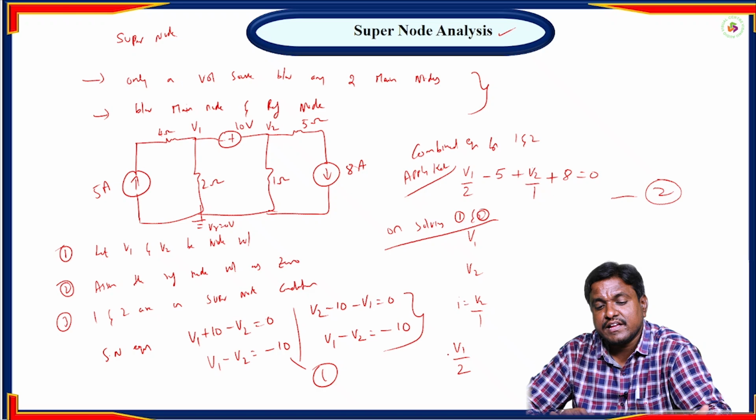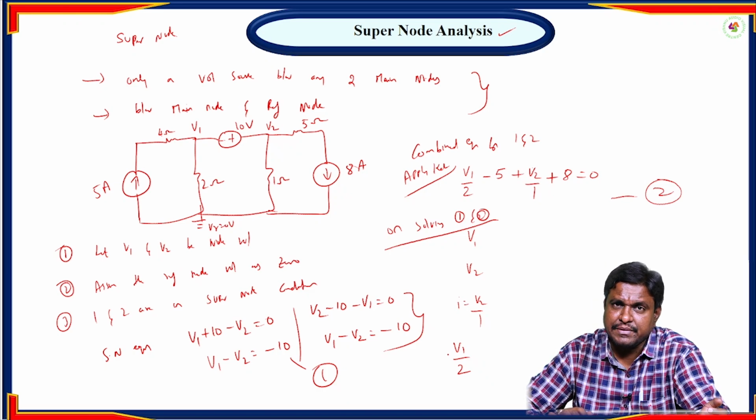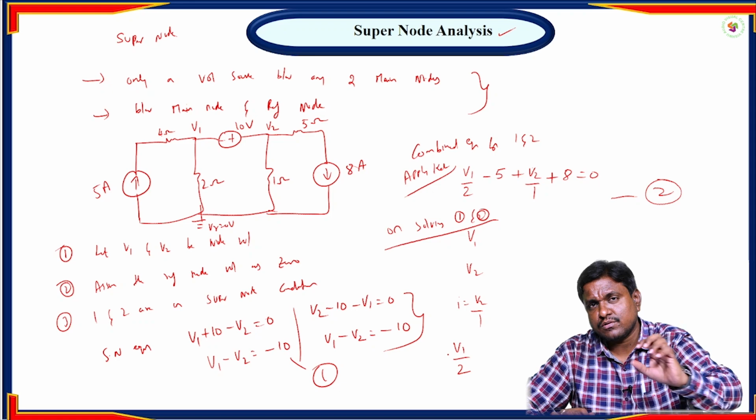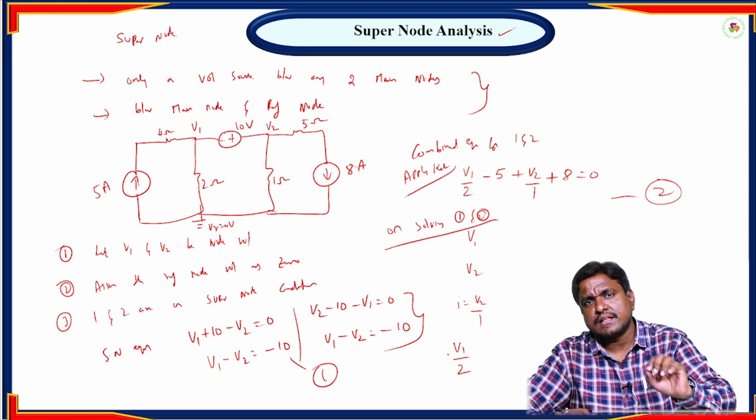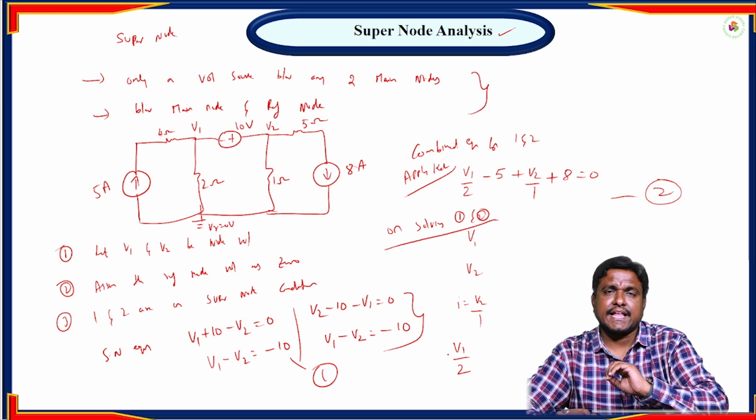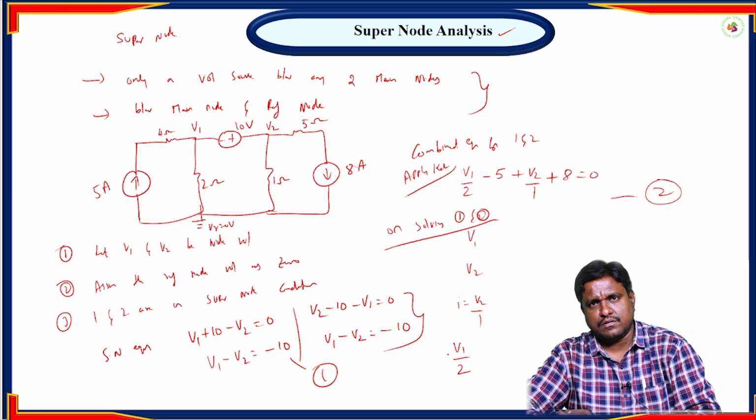The other case is, if there is a voltage source only between the main node and the reference node, then the particular nodes are said to be in the supernode, and if there is no impact of the source, then directly we can apply KCL for the remaining nodes and get the response.